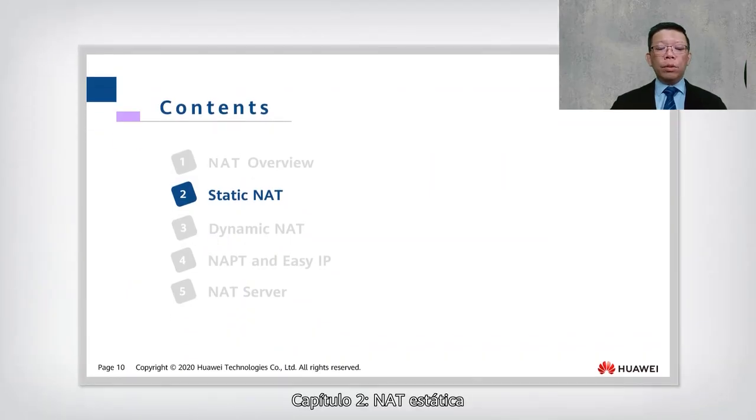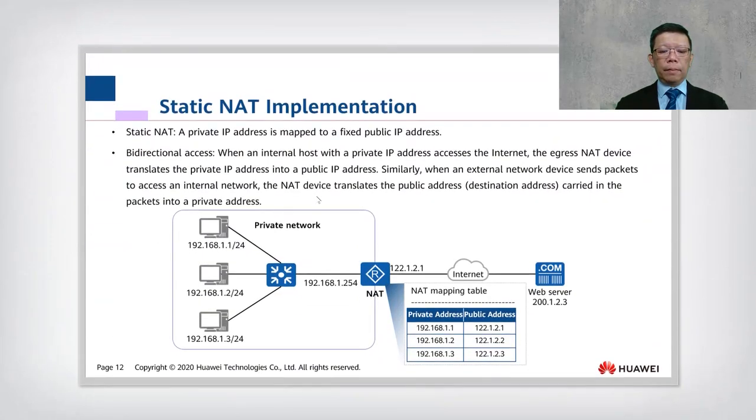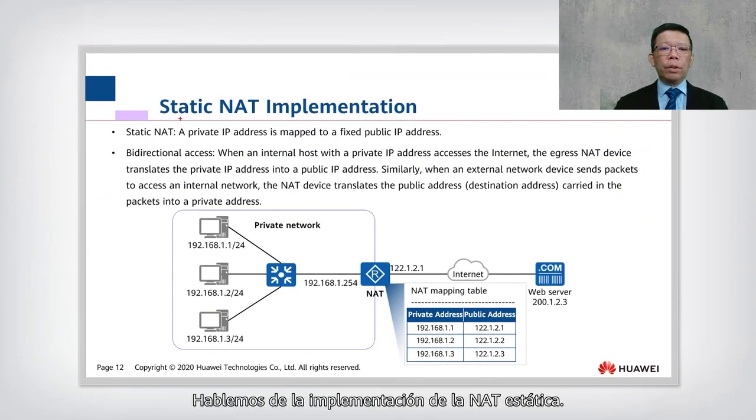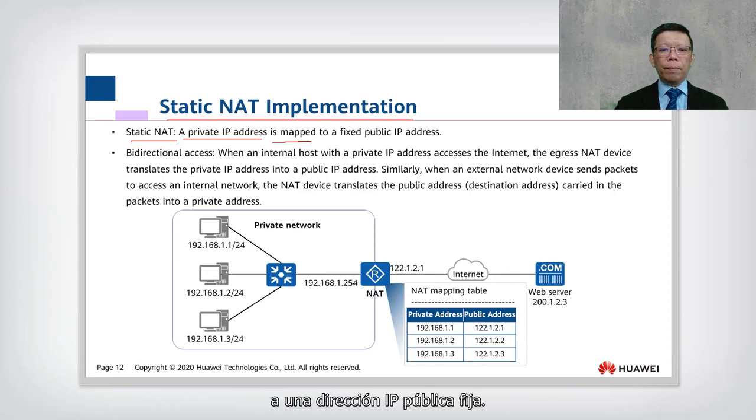So let's look into chapter number 2, static NAT. Let's look into the static NAT implementation. The definition of static NAT: a static NAT is where a private IP address is mapped to a fixed public IP address. Remember, internally there is one private IP mapped to one public IP externally.